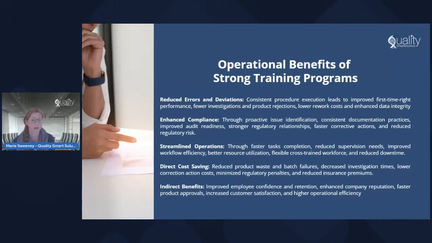Then you have your direct cost savings, reduced product waste and batch failures. Right there, that's good money. Decreased investigation times, less time of your QA team and management investigating things so that they can be moving towards your new products and your new actions. You also have lower corrective action costs, minimized regulatory penalties, and reduced insurance premiums. Indirect benefits are improved employee confidence and retention, enhanced company reputation, faster product approvals, increased customer satisfaction, and higher operational efficiencies.